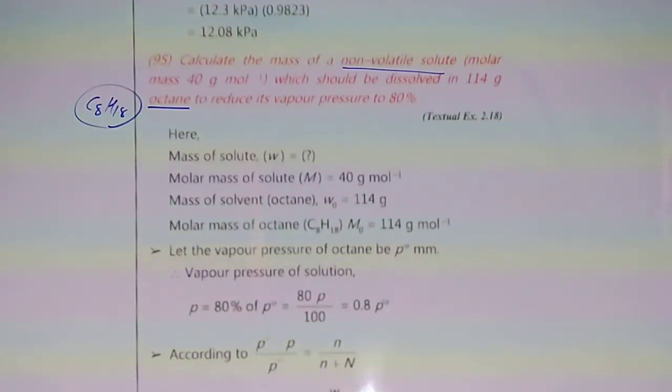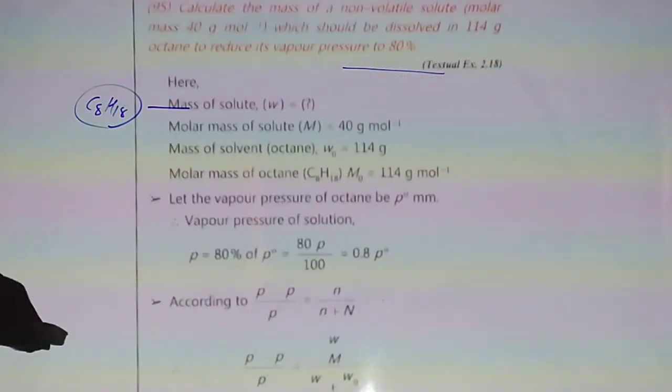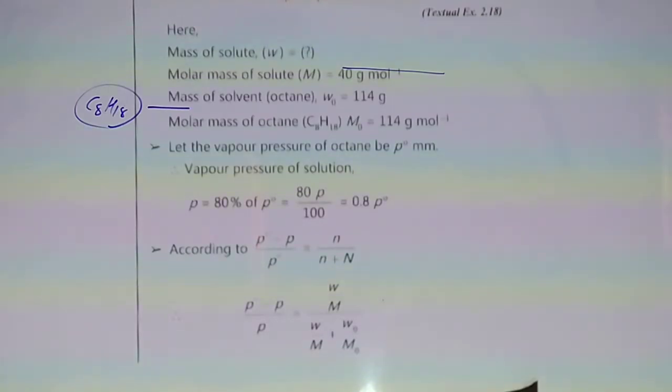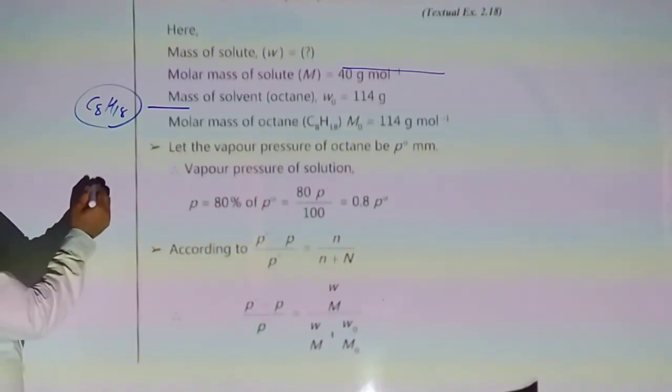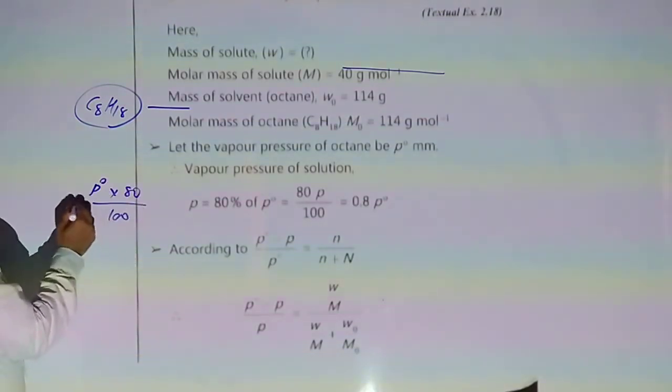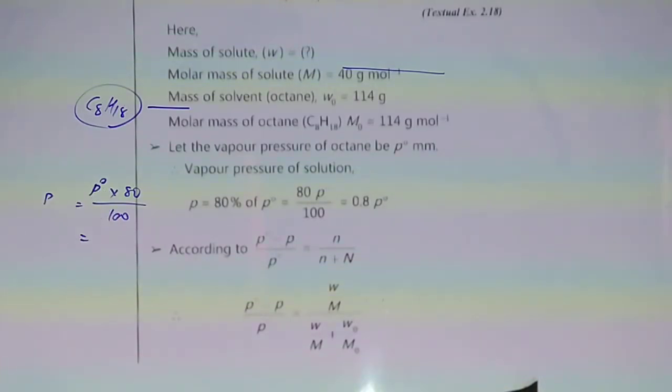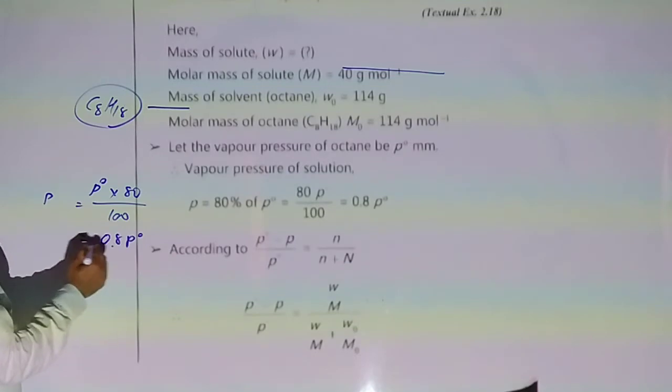Molar mass of solute 40 gram. Mass of solvent 114 gram. Molar mass of the octane solvent 114. Let the vapor pressure of octane be P degree millimeter. આપણે ધારીએ છીએ, we are assuming vapor pressure of octane is P degree. So vapor pressure of solution P is 80% of P degree. એટલે P degree ના 80% means 80 multiplied by P degree divided by 100. So 0.8 P degree થાય.